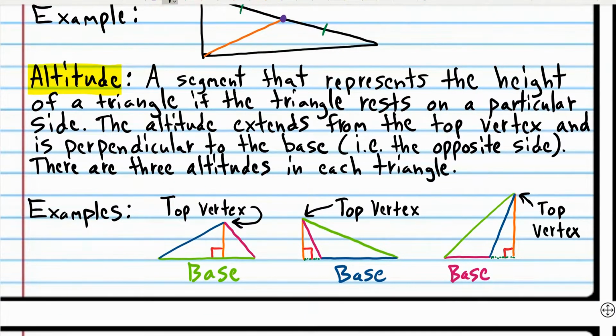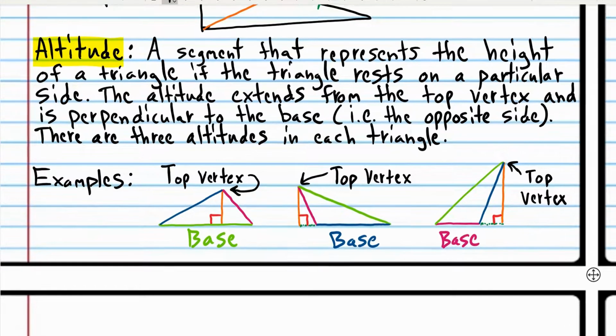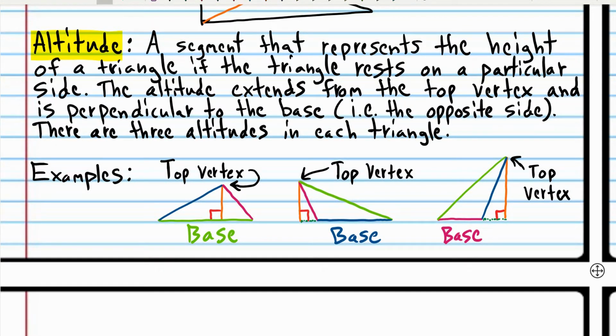The last special ray or segment or line that we're going to talk about are altitudes. Altitude is just the height of the triangle. So if you set a triangle on, for example, this triangle, if you set it on the green side, we then call the green side the base because it's at the bottom. And the altitude, this orange segment, is the height because it goes up to the top vertex. And it's perpendicular. It must be perpendicular.